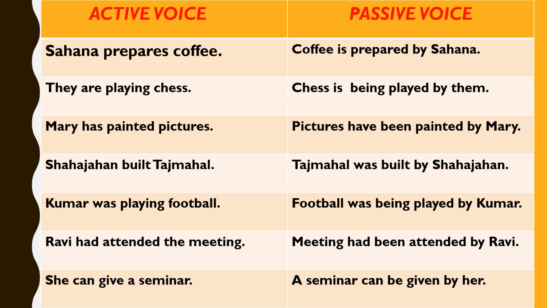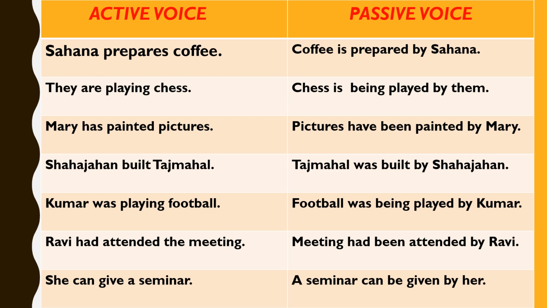Because here Mary was third person singular, but now here the subject is pictures. So the correct auxiliary verb for that is have. Pictures have been painted by Mary. So when there are has forms or have forms in the active voice, we'll get the been form in the passive voice. Okay. So moving on to the next example.